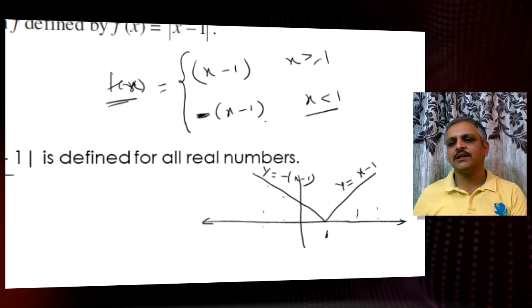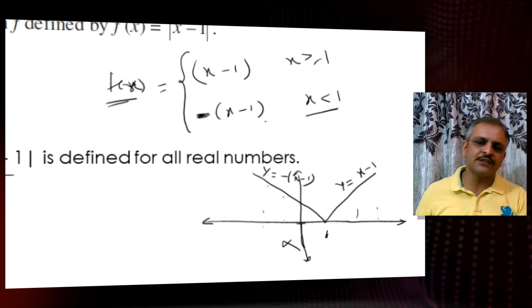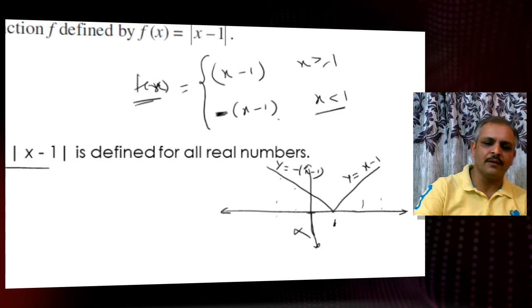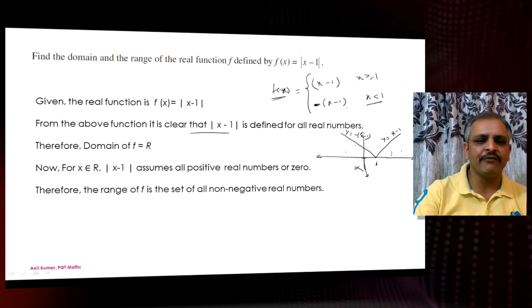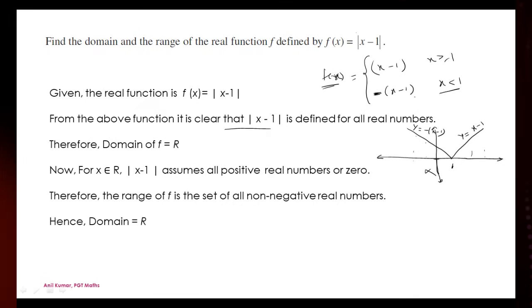But if we're talking about the range, you can check that it is either 0 or on the positive side of the y-axis. It is not going towards the negative side. So its range will be non-negative real numbers. So the range of f is the set of all non-negative real numbers. So the domain is real numbers and the range is all non-negative real numbers, which you can write as 0 to infinity.